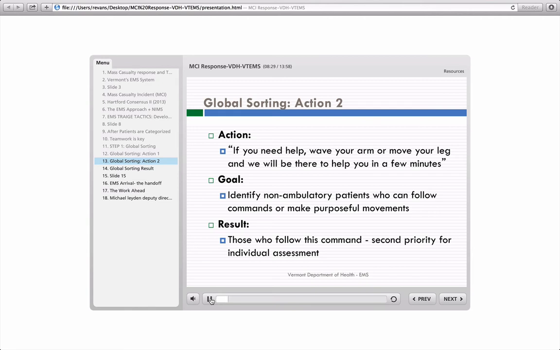The next action step in global sorting will want to identify non-ambulatory patients who can follow commands or are making purposeful movements. Again, by definition, these individuals were not able to get up and follow your previous command to move to the far wall by the exit door. By saying, "If you need help, wave your arm or move your leg and we will be there to help you in a few minutes," you are identifying this next group of individuals. Those who are able to move purposefully are prioritized second for individual assessments. The principle being that they do appear to have some neurologic and cardiovascular system abilities and would need eventual further assessment.